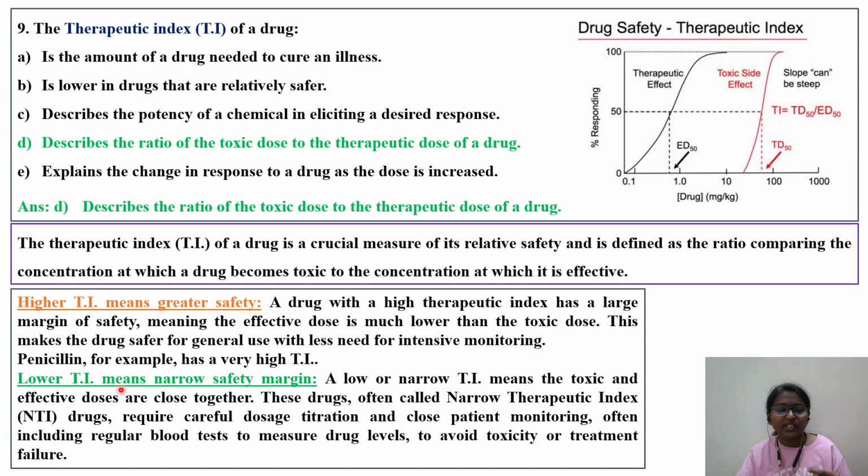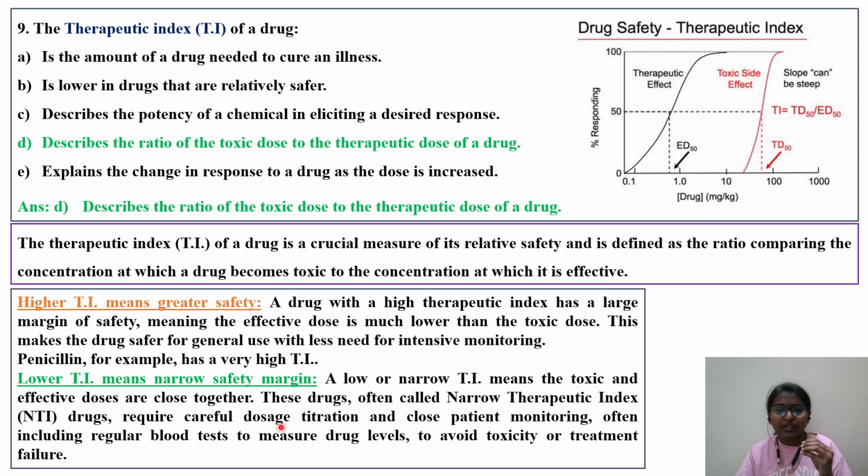The next is lower therapeutic index, which means a narrow safety margin. In a low or narrow therapeutic index, the dose response curves are closer together, meaning the toxic and effective doses are close together. These drugs are often called narrow therapeutic index drugs. Examples are digoxin and lithium. Lithium is an anti-manic drug, and digoxin is a calcium channel blocker, an anti-arrhythmic drug you can say.